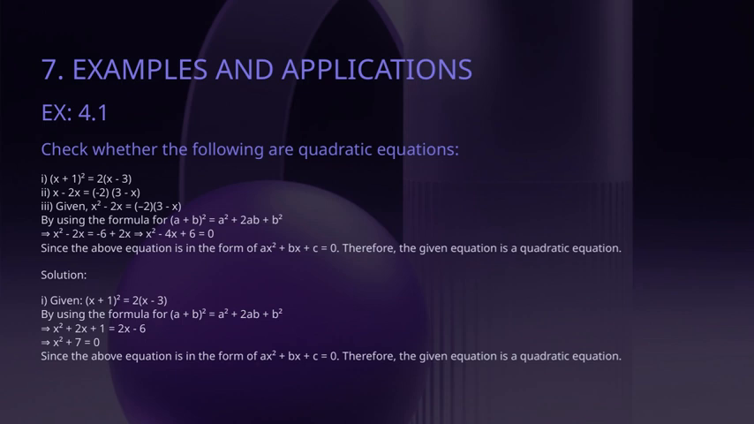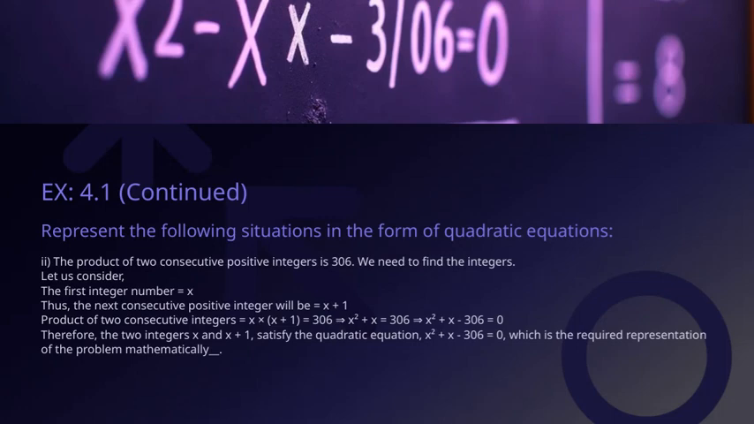Throughout this process, connecting the algebraic manipulation back to the form of the equations is key to mastering quadratic equations and their applications. Let's analyze this problem step by step. We are told that the product of two consecutive positive integers is 306. Our goal is to find these integers. First, I will assign a variable to the first integer, which we'll call x.